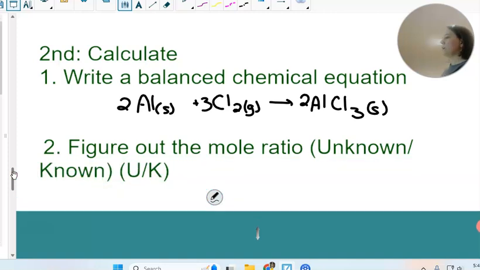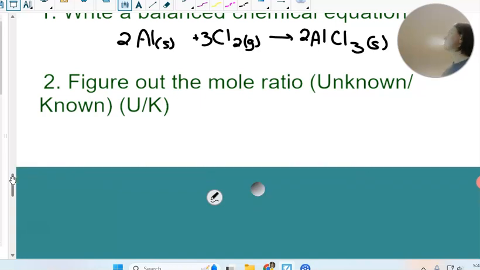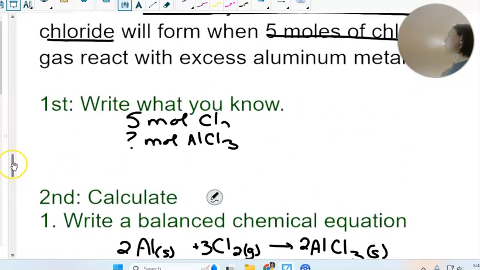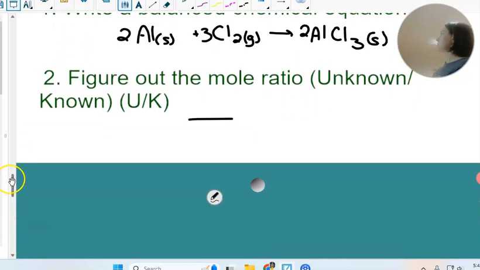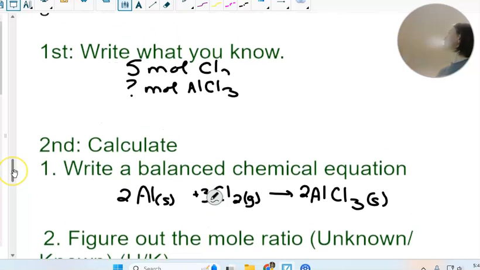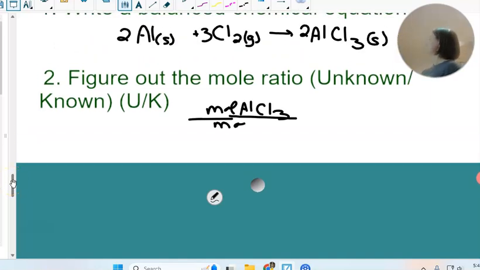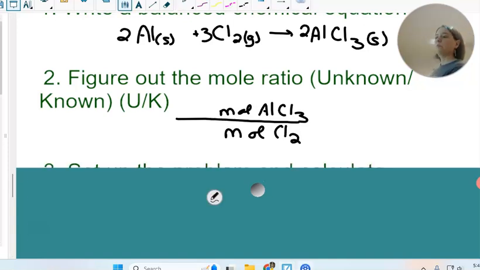Then we have to figure out the mole ratio of our unknown over our known. So our unknown is what we're going for. We're going for moles of aluminum chloride. So moles AlCl3 over our known, which is chlorine gas. All right, I'm going to fix that up just a little bit. Okay, now we need to figure out the mole ratio.